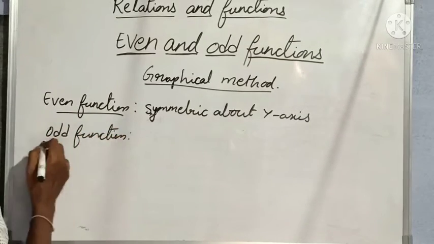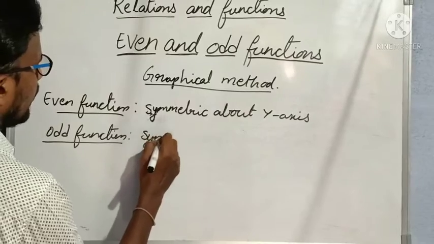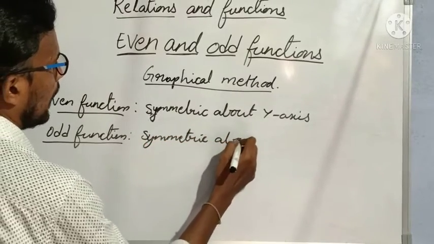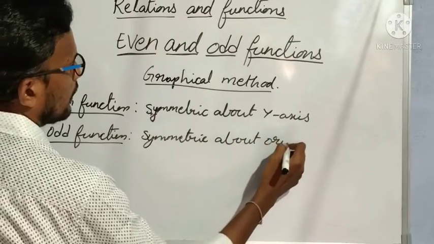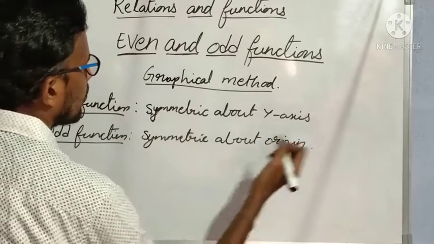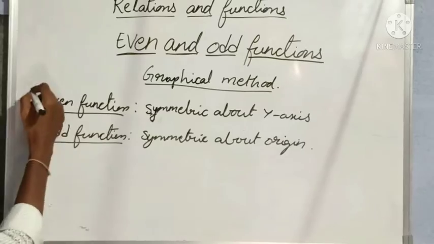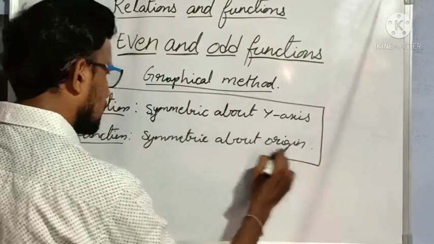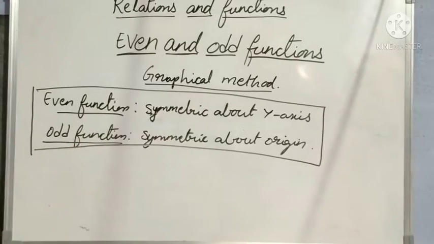How will the odd function be? Symmetric about origin. Now I have explained what is symmetric about origin. I hope everybody understood. Very important, these two lines you should remember always.